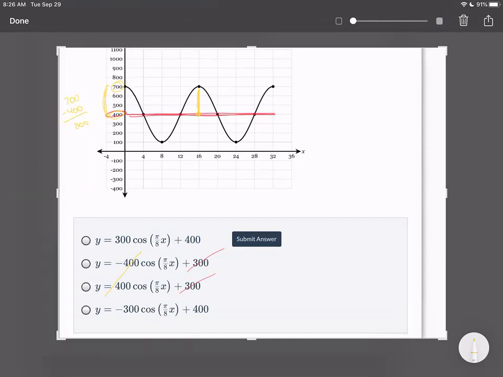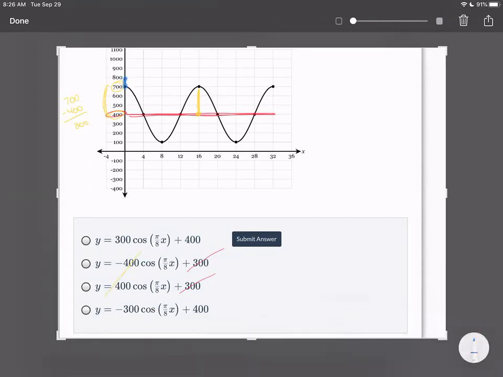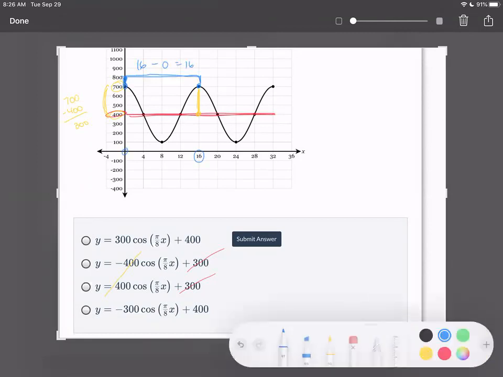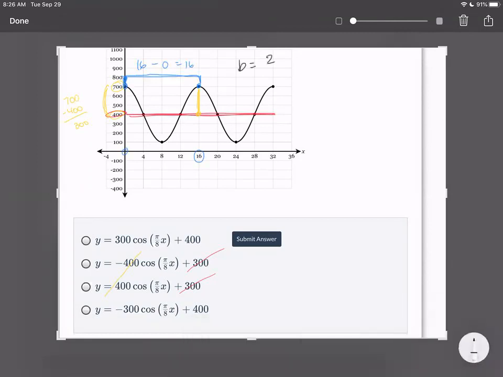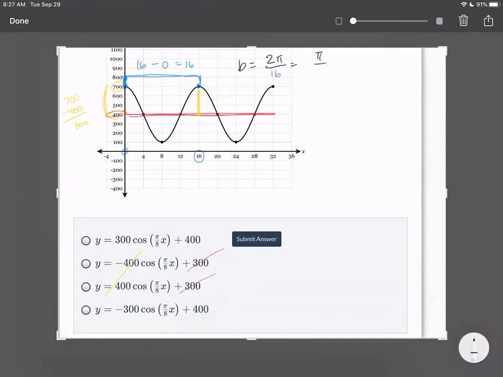Okay, and then let's do our period. Period, you can do top to top or bottom to bottom. I'm just going to choose top to top. That would be 16, the right number, minus 0, the left number, so it's 16. And then we calculate our b value, which is 2 pi divided by period. So it is really pi over 8. And you can see all of them have pi over 8. So that's totally fine.